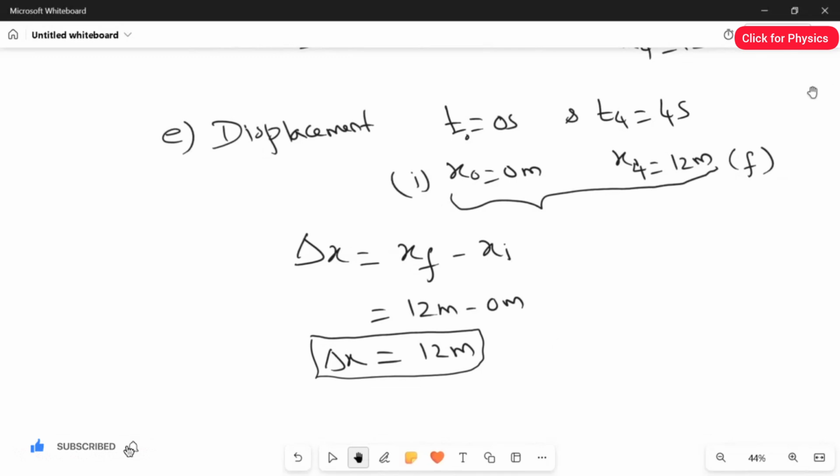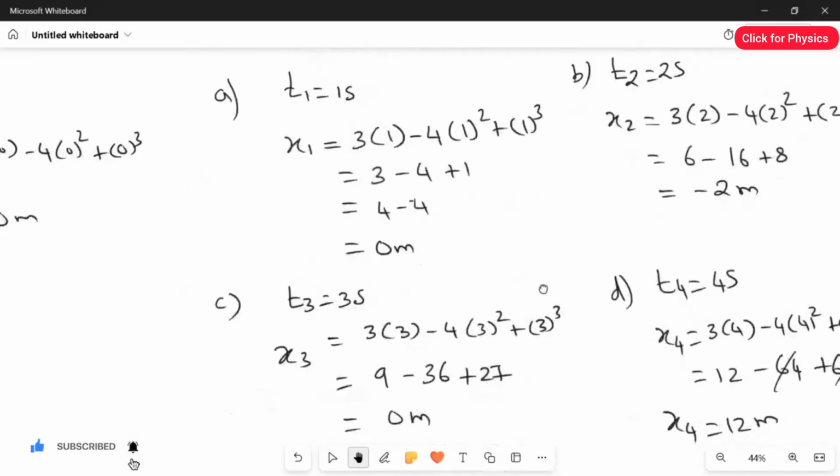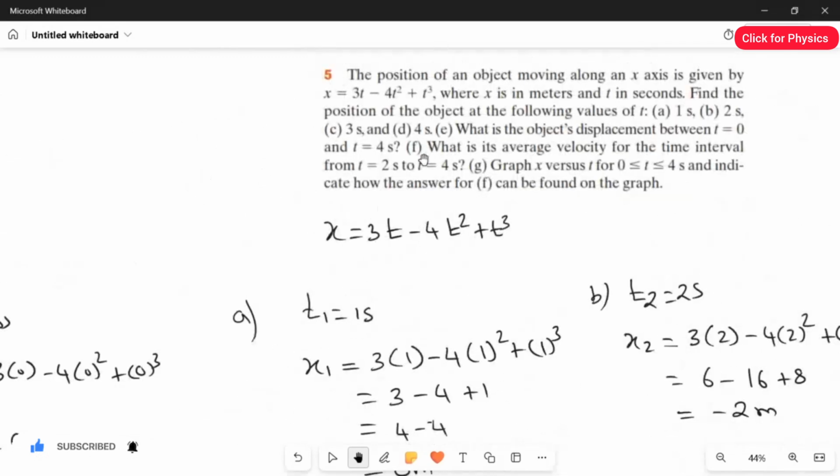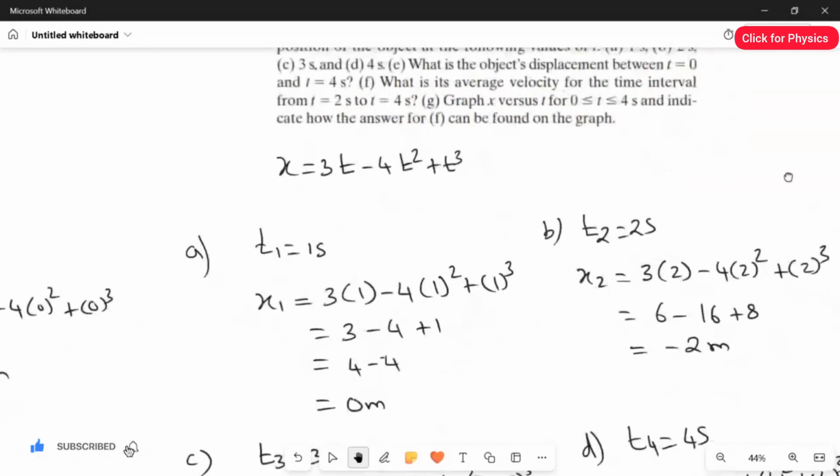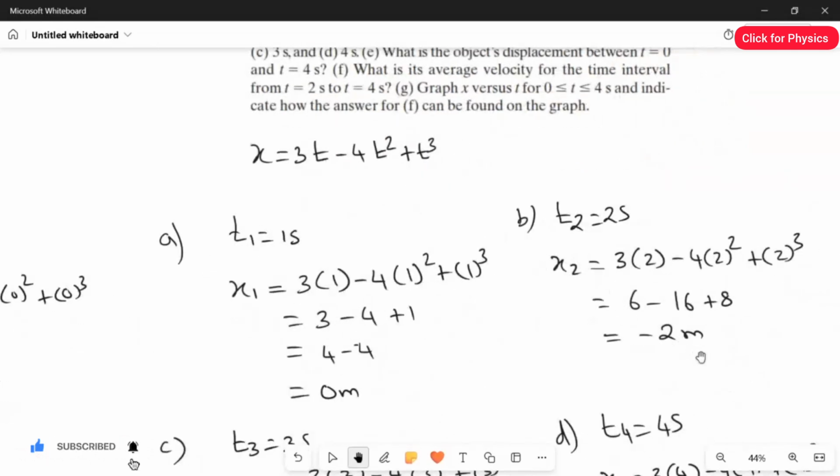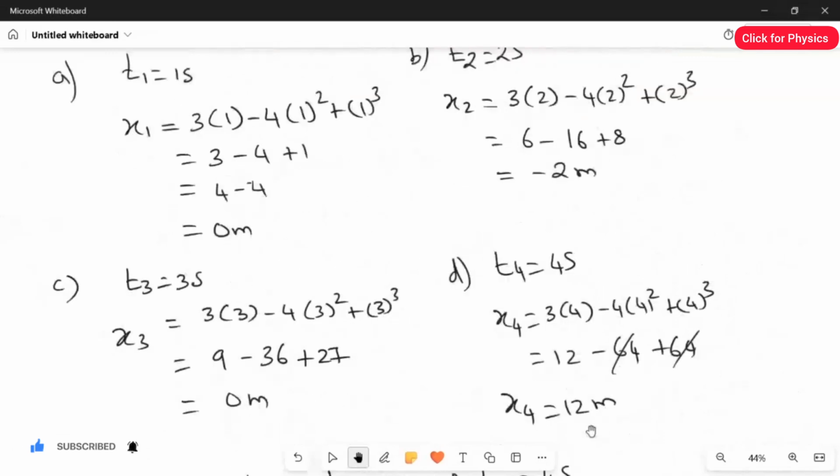Now we have to go back to question F. Let's read what is given in the F question. In F part, what is its average velocity for the time interval between t equal to 2 second and t equal to 4 second? At t equal to 2 second, we got its respective position as minus 2 meter, and at t4, we got the position as 12 meter. So between these two, we are going to find the average velocity.